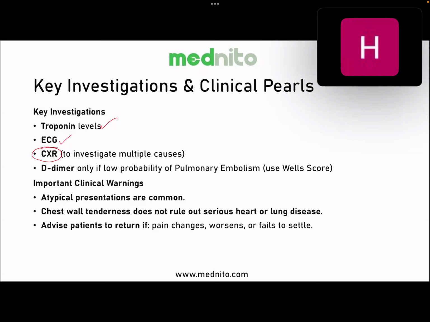Why is that? Because the chest X-ray can be normal. The examiner can twist your arm by saying the chest X-ray is normal, but the patient has pleuritic chest pain, or the examiner can tell you that the patient has chest pain when he is taking deep breaths in.